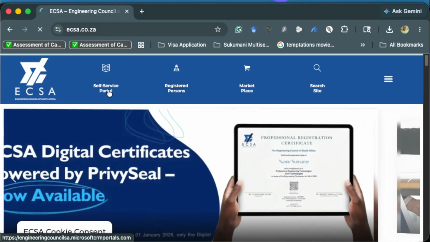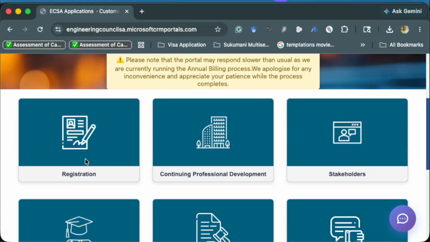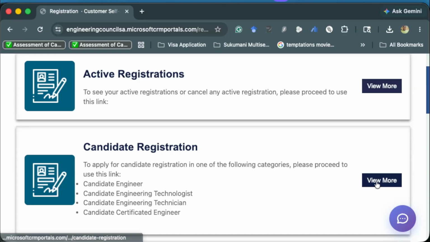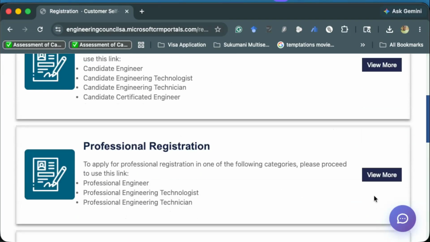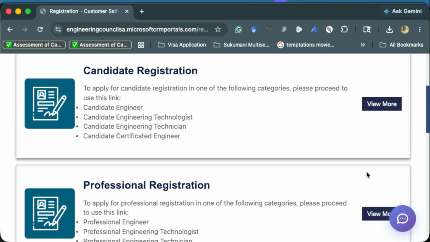You click there. For registration purposes, you have to click registration. If you want to register as a candidate, you click there. If you want to register as a professional, you click there. I know some of you have been contacting me to help you with candidate registration. You don't need anyone to assist you because it's a very straightforward process. All you need is your certificate or letter of completion, your ID, and then you make the payment. That's all you need for candidate registration.